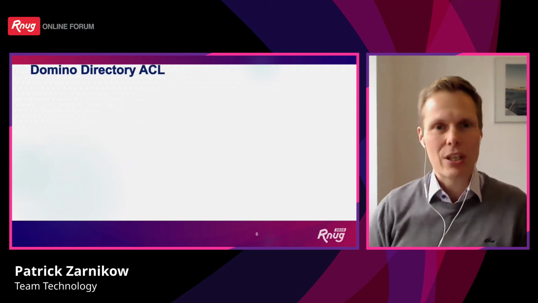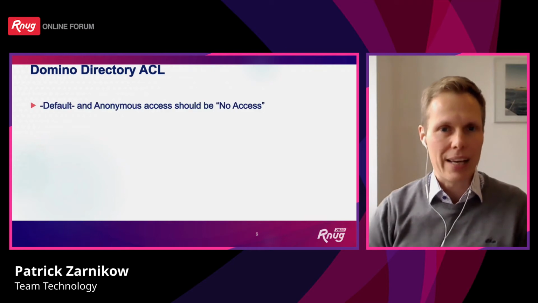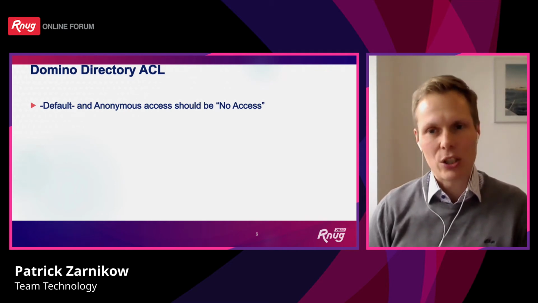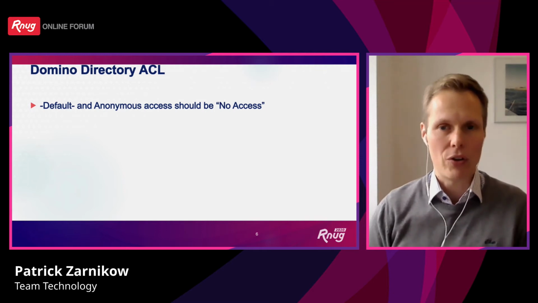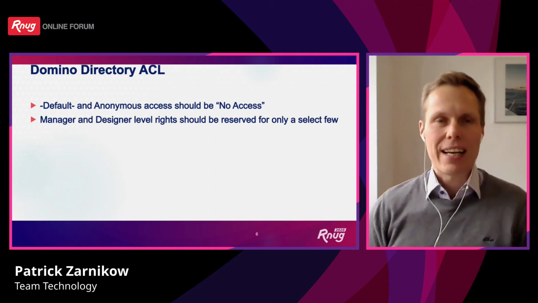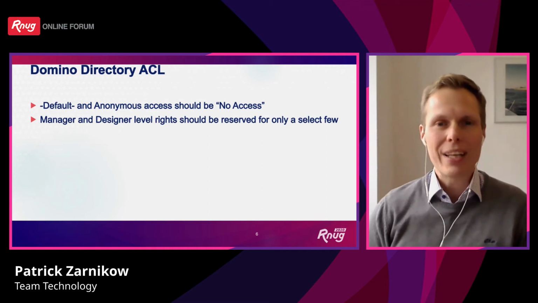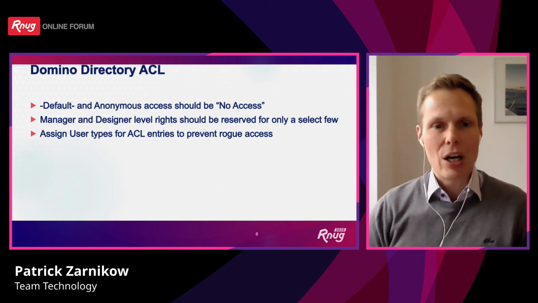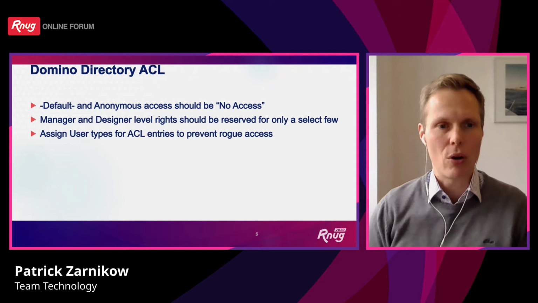Let's take the first look at the Domino directory and the data directory ACL also. So when we take a look at the default and anonymous access, it should always be set to no access for the Domino directory. The manager and designer level rights should be reserved for only a selected few users who are directly made manager or designer. You can assign user types for ACL entries to prevent rogue access, so that you don't have users on your Domino server at all that are not, for example, authenticated.